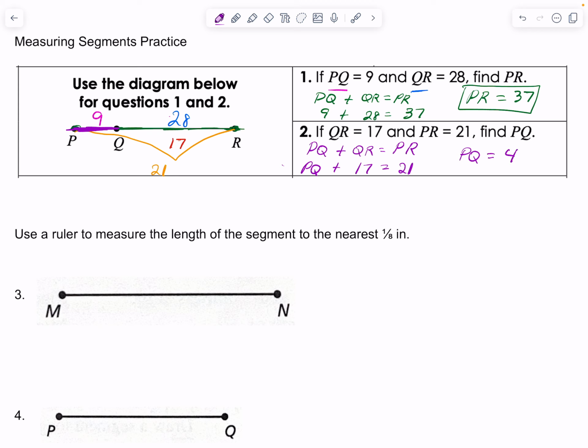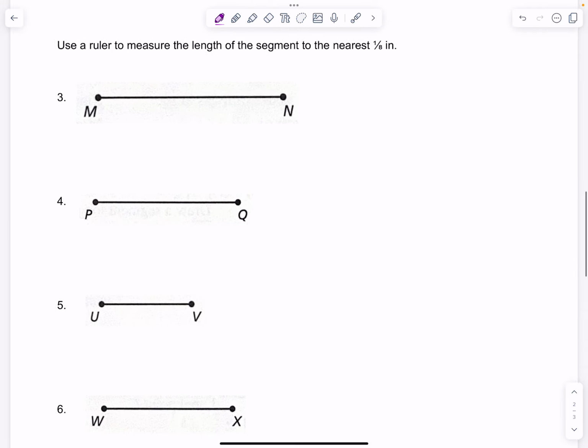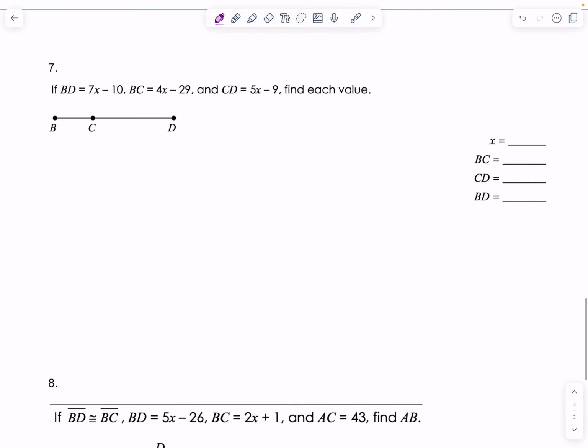Now I'm going to skip 3 through 6 because I'm not going to measure them with a ruler on this. It's not going to be very helpful, so I'll let you practice that in class using a ruler. Let's move to these last two.